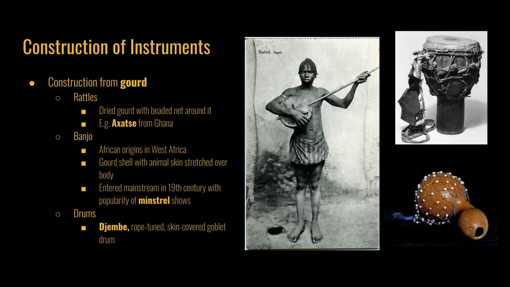Drums, such as the djembe drum or a rope-tuned and skin-covered goblet drum, were also used. The djembe drum has been dated back to the Mali Empire of the 12th century.